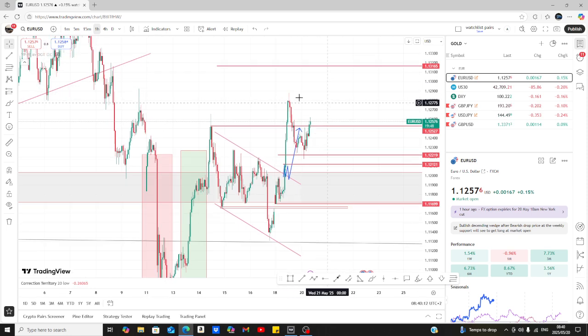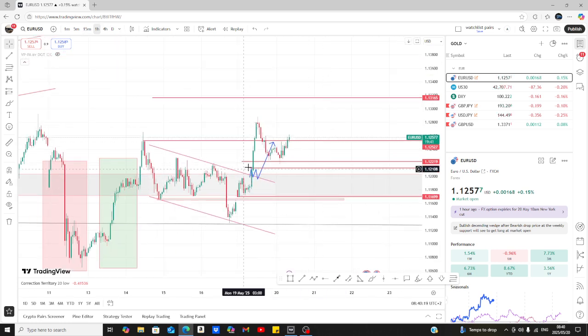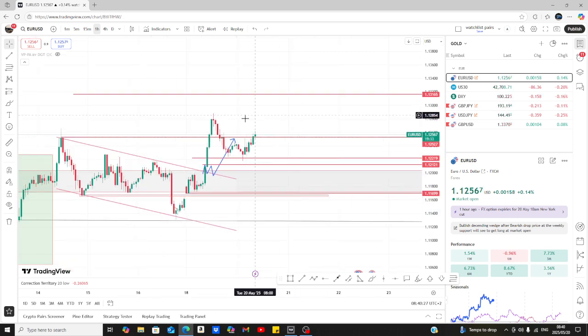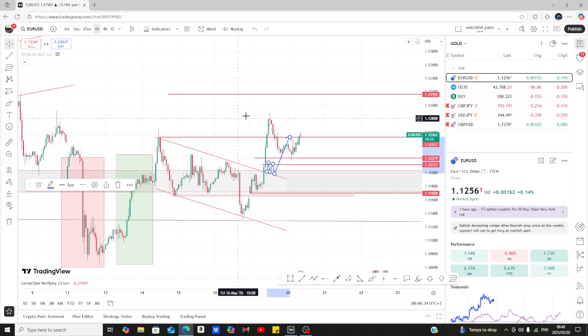Okay, so Euro USD, just to recap. Yesterday we were waiting for some sort of push to the upside. We did get the break of the previous structure, as I had noted, but we did not get the correction, or rather retest, of that previous structure. But something interesting happened: we broke the previous high.